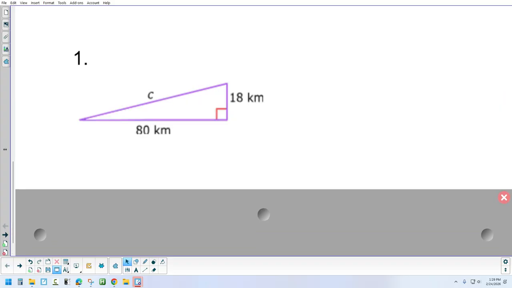So let's see if we can find C. Can someone remind me again, what's the formula we use to find C? And you don't have to give me any numbers, just give me letters. A squared plus B squared equals C squared. Okay. Now, I see C on the triangle. I don't see where A and B are. Which one of these numbers could be A?